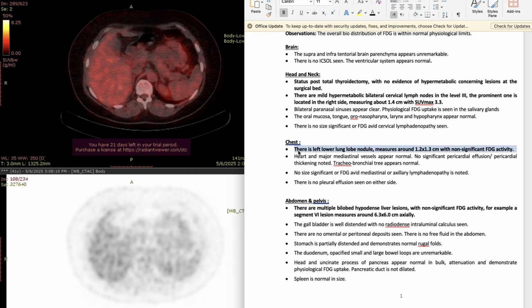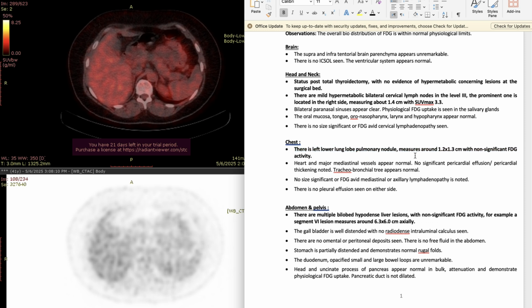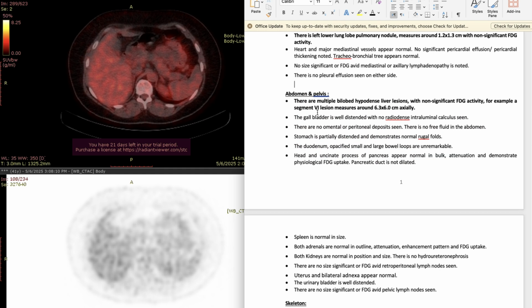As we talked previously, in the chest, there is a left lower lung lobe pulmonary nodule measuring about 1.3 by 1.2 centimeter with non-significant FDG activity. No evidence. These are the normal template of the chest region. No evidence of any lesions in the chest, abdomen, and pelvis. There are multiple lesions located in both lobes of the liver with non-significant FDG activity, and they are very large, 6 centimeter axially.